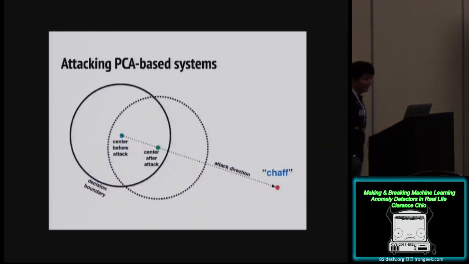How would you attack it? This is a simple representation of a centroid-based machine learning anomaly detector. It's a classifier. I omitted all the points and just included the center of the centroid. So you see, by injecting chaff, it's possible to shift the decision boundary of any classifier. And of course, you would shift it slowly, and the center before and after the attack would allow an adversary to shift the model to his needs.